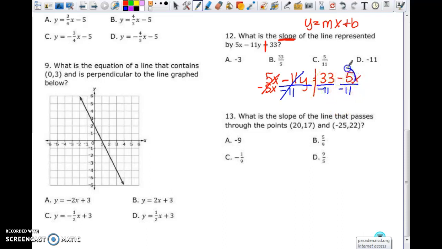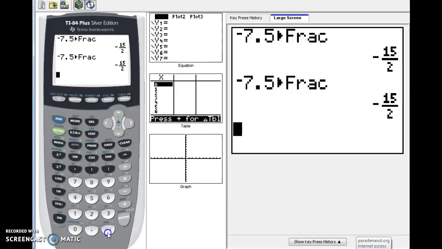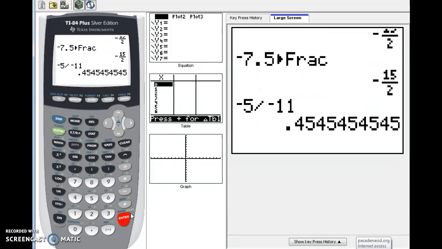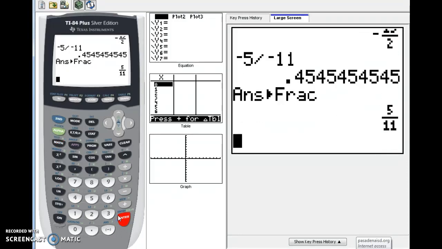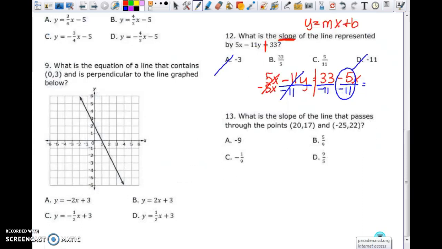I know the m is always with the x, so I'm looking at that fraction. What is negative 5 divided by negative 11? Does it reduce? First of all, the two negatives make a positive, and 5 over 11 does not reduce. I also know that by looking at my answer choices. It doesn't give me 3, it doesn't give me 11, it doesn't give me 33 over 5. But let's just confirm. Negative 5 divided by negative 11 equals math, enter, enter. We were correct. It's a positive 5 over 11.